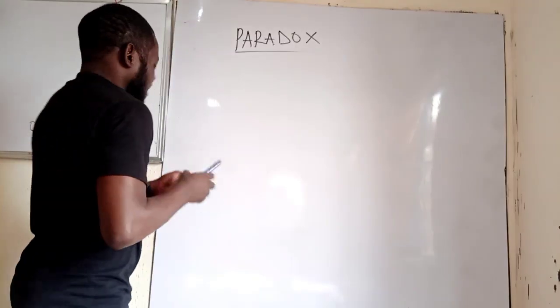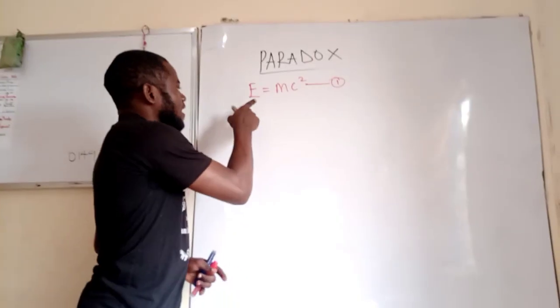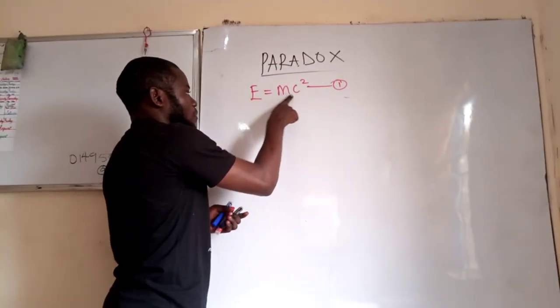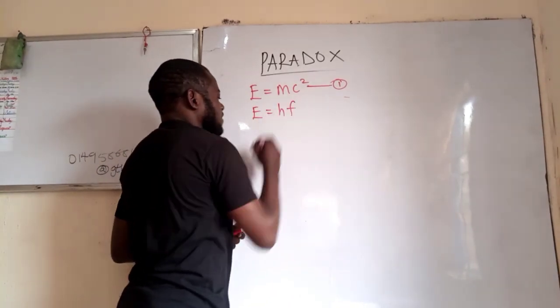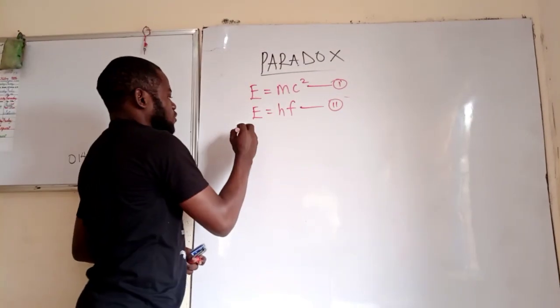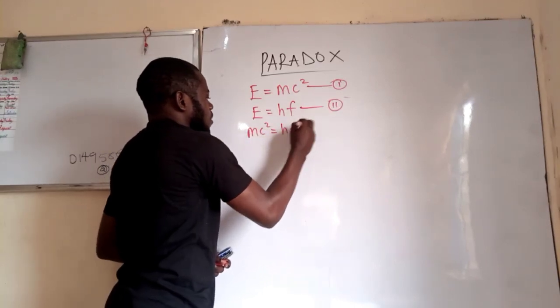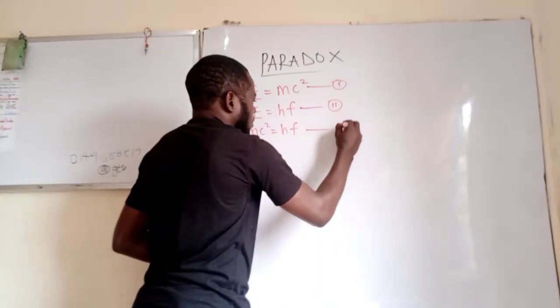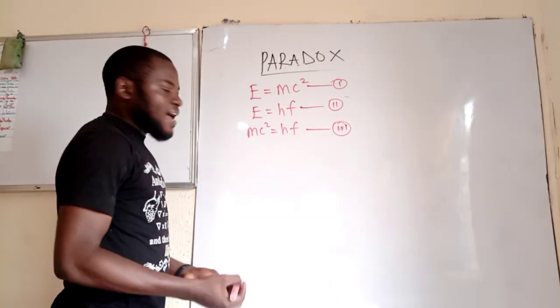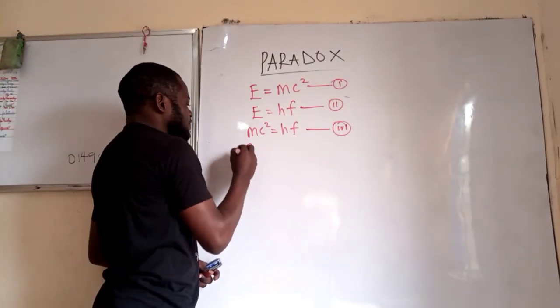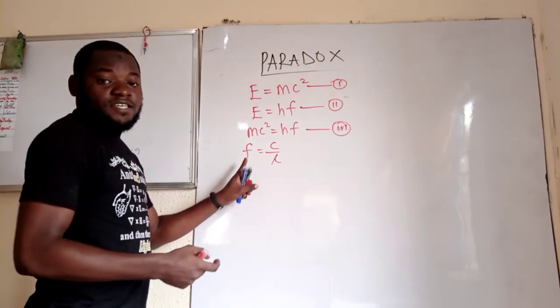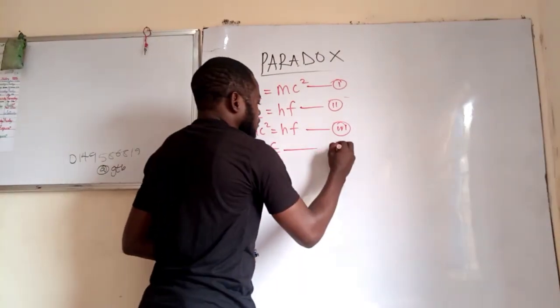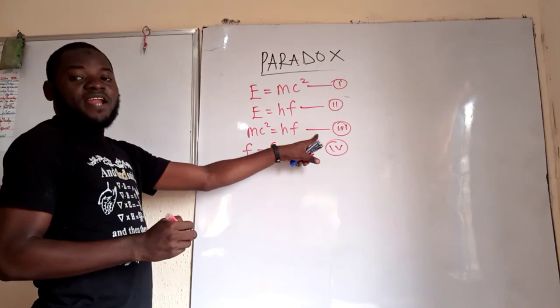From Einstein's postulate, the Einstein equation is given as E equals mc squared. And also we have that the Planck equation is E equals hf. So this is equation 2. Equation 1 is equal to 2, so I have mc squared equals hf. And this should be my third equation. Are we together, class? If that should be the case, I can recall that f is equal to c over lambda from the wave equation. You know, velocity is equal to frequency times lambda. Let's call this equation 4. Then we'll use equation 4 to rewrite equation 3.